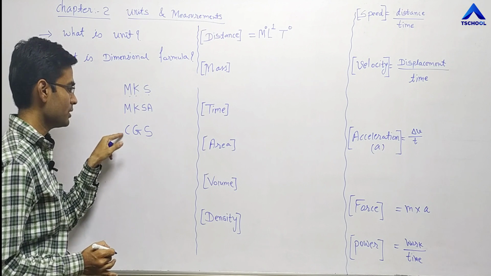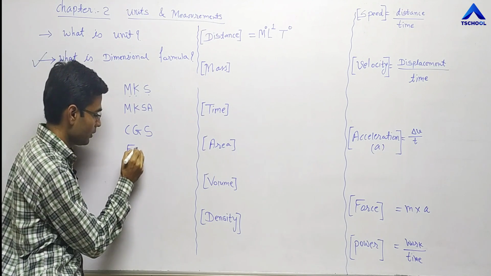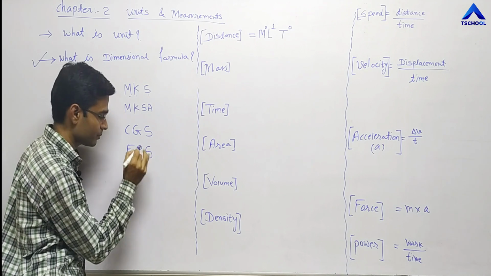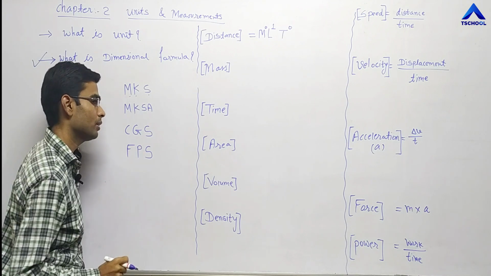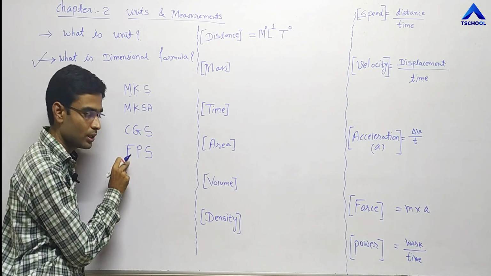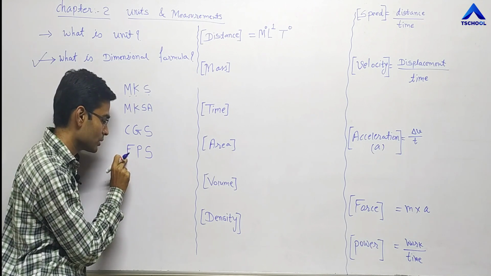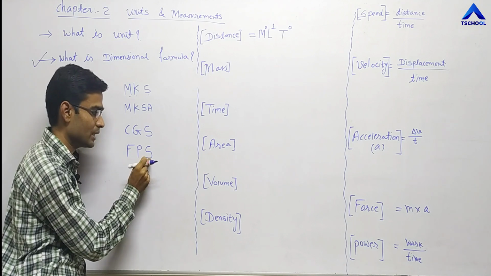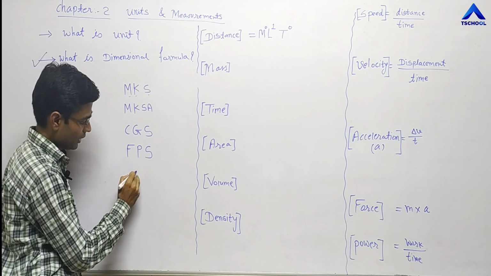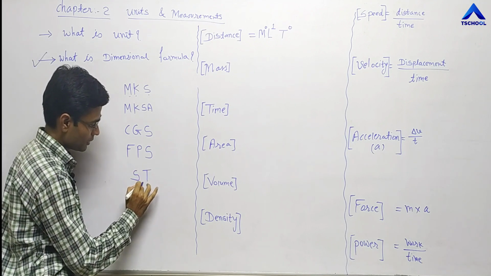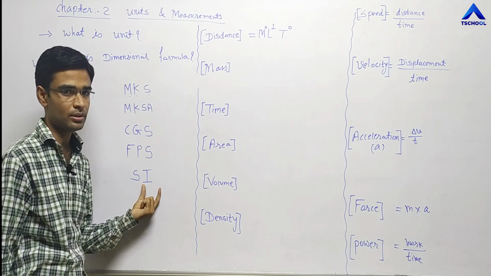MKS, MKSA, CGS and the FPS system. The FPS system is used in Britain. FPS means foot, pound and second. And the last system is SI, that is System International.